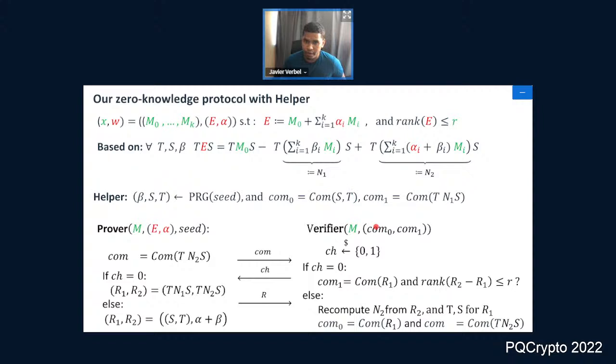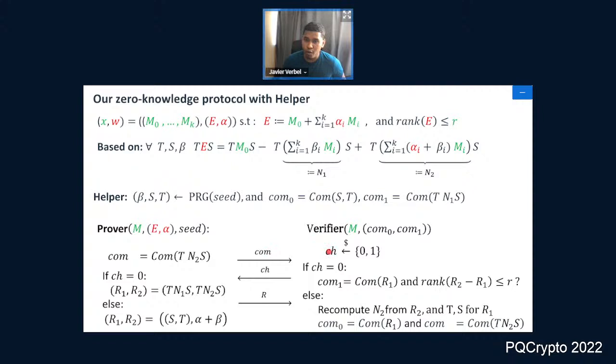And then the prover and the verifier will follow the following protocol. So the prover starts by committing to the multiplication of T N2 times S, where N2 is just another linear combination of the public matrices, but now using the secret key alpha.